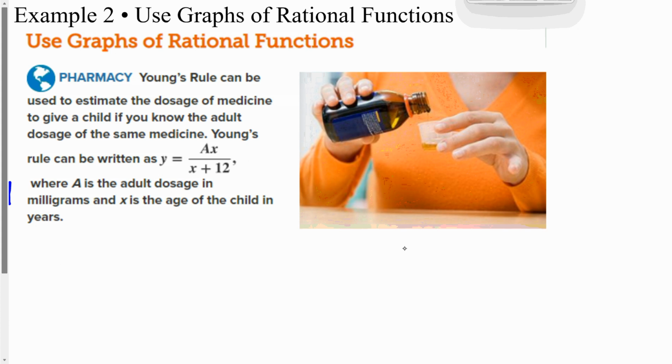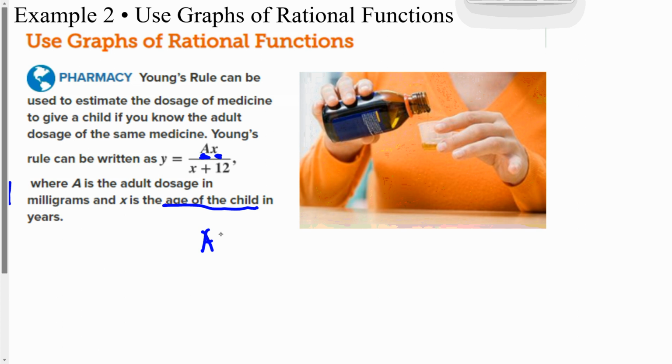Okay, example 2 of section 4, we're going to use graphs of rational functions. So here we have Young's rule. If you have some adult medication, but your kid's sick and you want to give your kid the adult medicine, you could use this formula right here to figure it out. I take my adult dose times x, where x represents the age of the child, and then I can use this formula to figure out how many milligrams I should give that child.